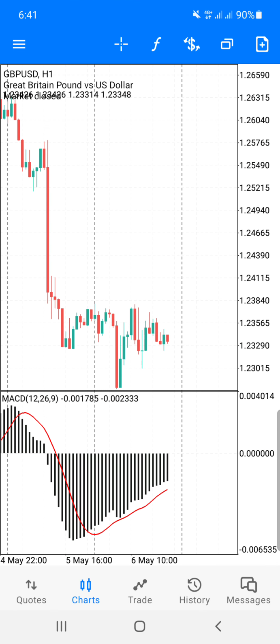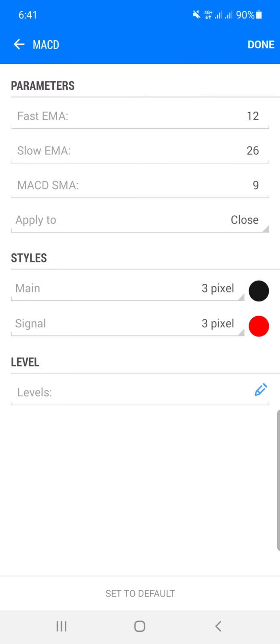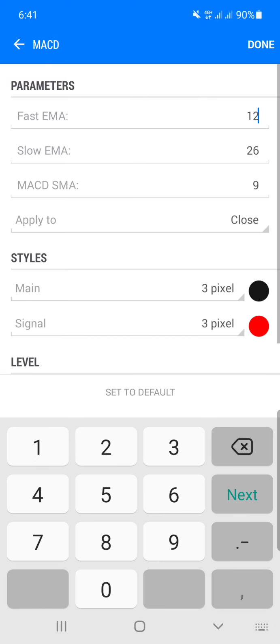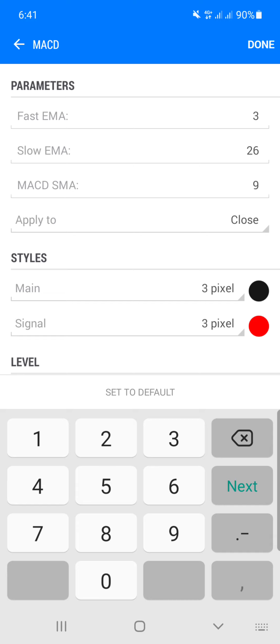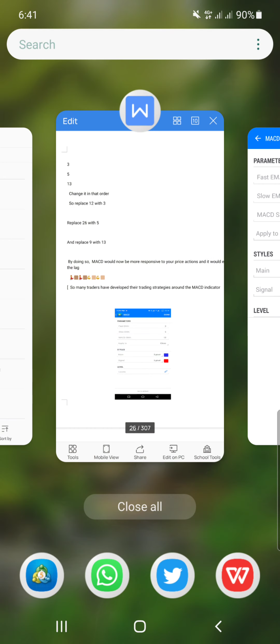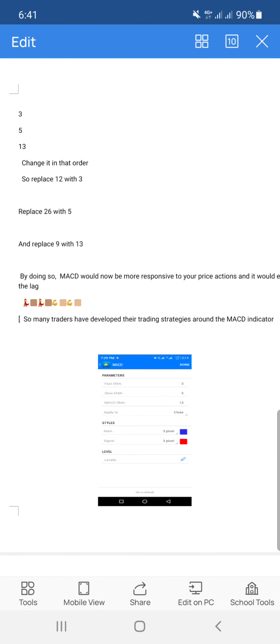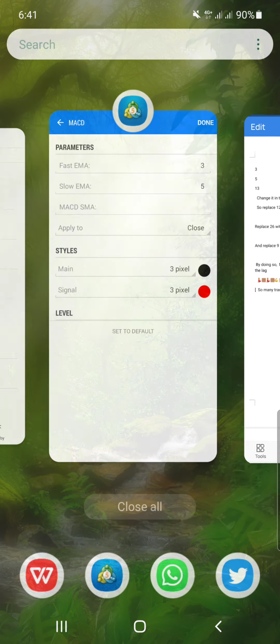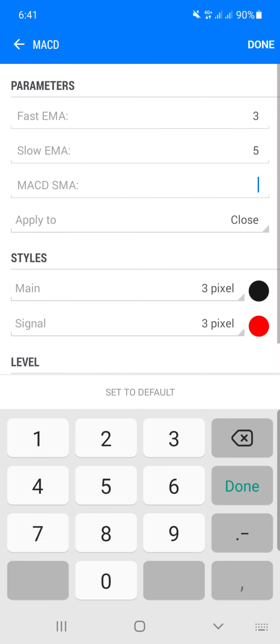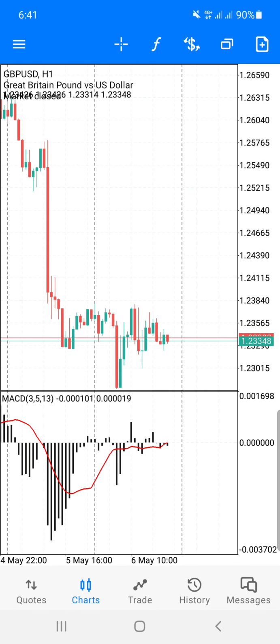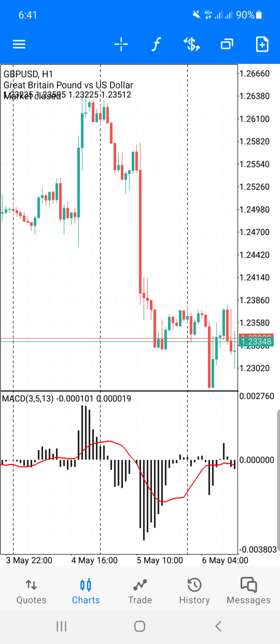So we go back to our MetaTrader 4 app, click on MACD. Change the fast to 3, change the slow to 5, and the other one to 13. 3, 5, 13. So once you click on done, now you have a better chart.